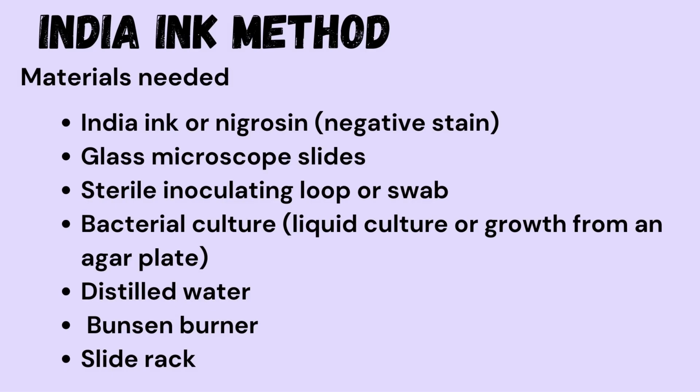India ink method is a type of negative staining where the capsule remains colorless or clear and the background is dark due to the use of India ink or nigrosin. The materials required for the India ink method include India ink or nigrosin, negative stain, glass microscope slides, sterile inoculating loop or swab, bacterial culture, liquid culture or growth from an agar plate, distilled water, Bunsen burner, and slide rack.